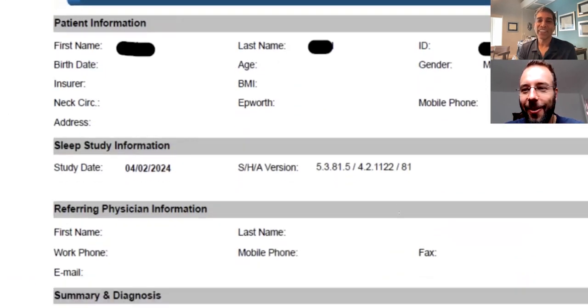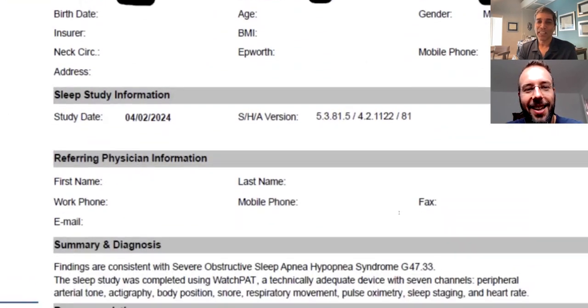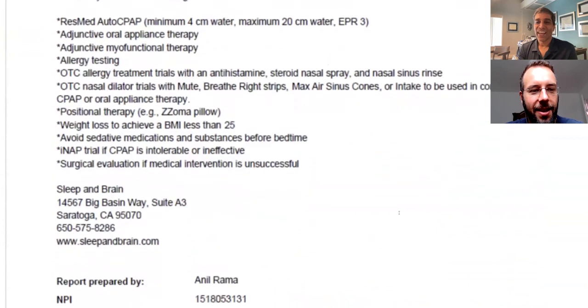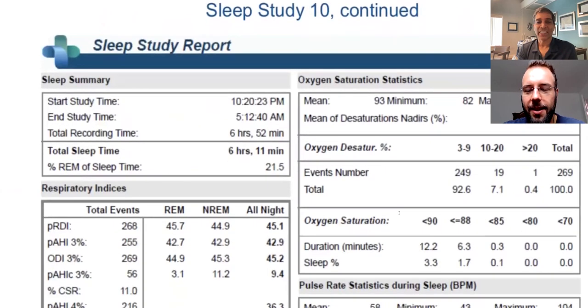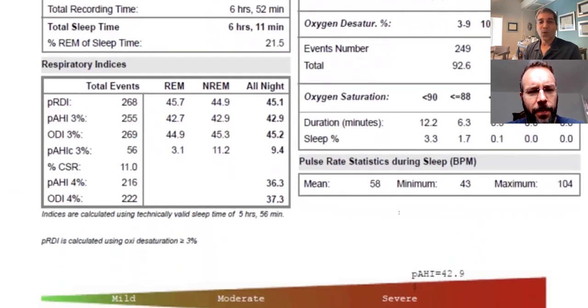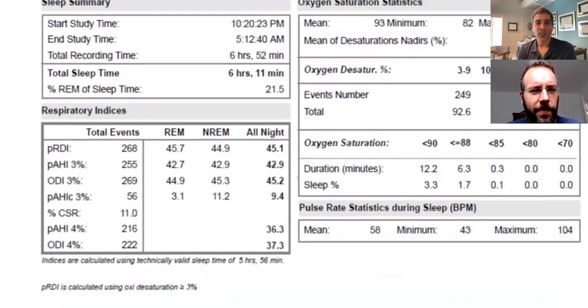And finally, wow, we did it. Sleep study number 10. What we're looking at here is a severe apnea patient, 42 to 45 events, that doesn't change in REM versus non-REM, but doesn't go down at least, right? Does that make sense?